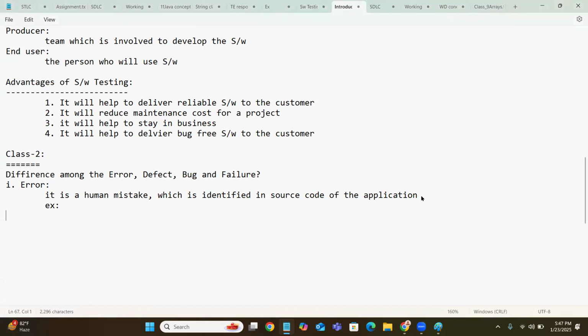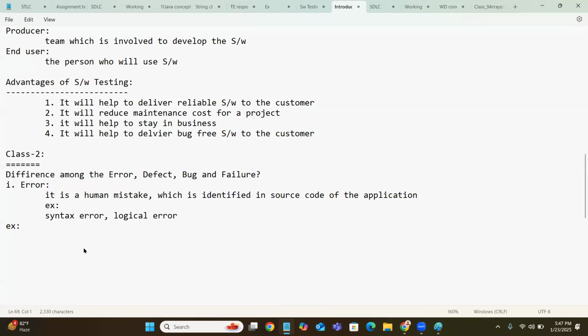Example, you may have heard this, right? Syntax error, logical error. Sir, we are new to the programming side. What is the meaning of syntax error and logical error? Okay.